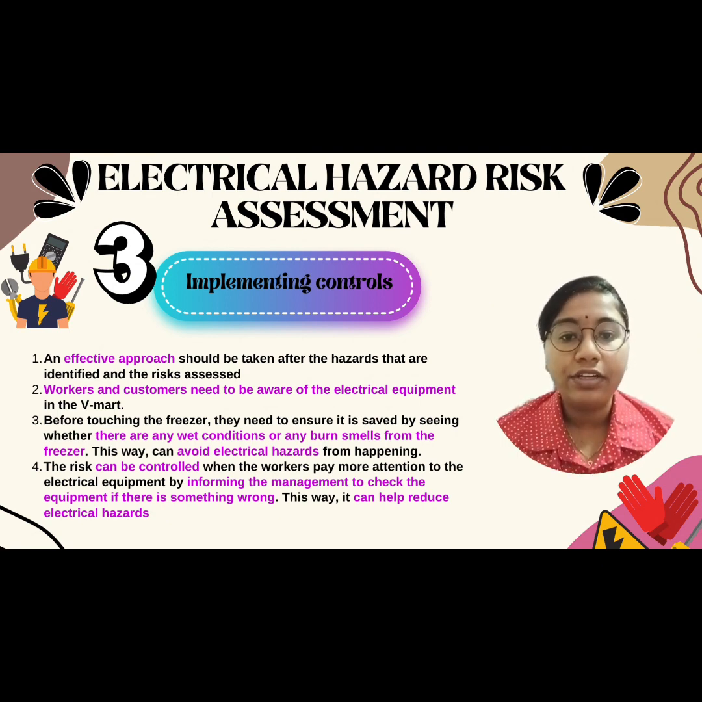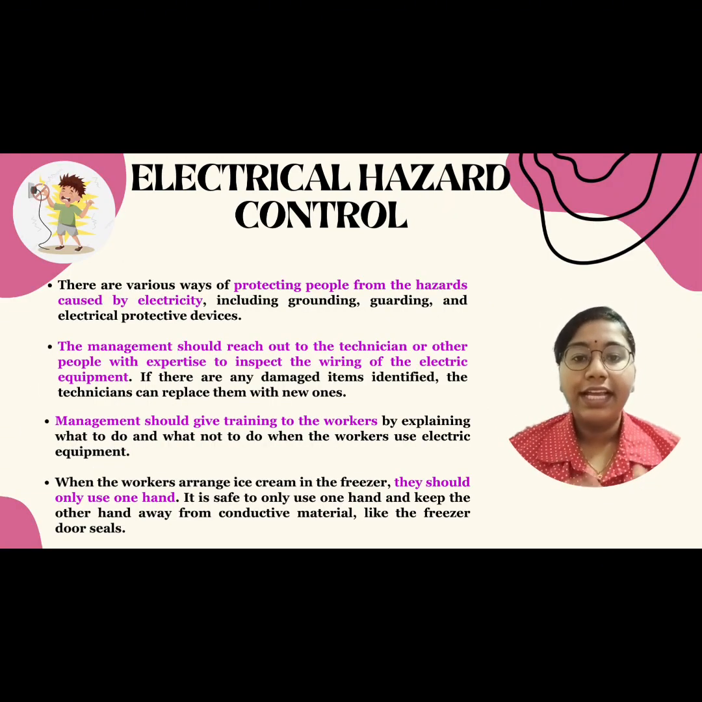The risk can be controlled when the workers pay more attention to the electrical equipment by informing the management to check the equipment if there is anything wrong. This way can help to reduce electrical hazards from happening in V-Mart. Next is electrical hazard control.